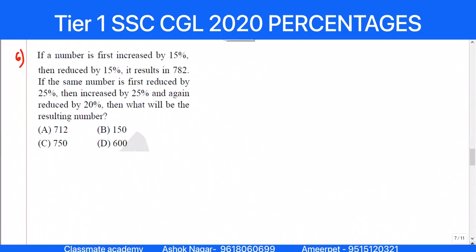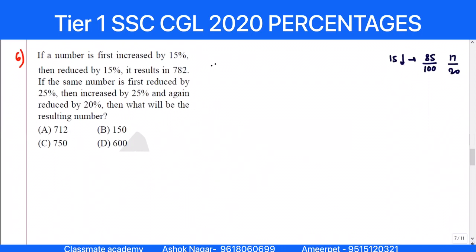If a number is first increased by 15%, then reduced by 15%, it results in 782. 15% reduction means 85 by 100. 5 table, you cancel it, 17 by 20. Okay. 15% increase means 115 by 100, which is 23 by 20, because 15% means 3 by 20. What is 15%? 3 by 20.